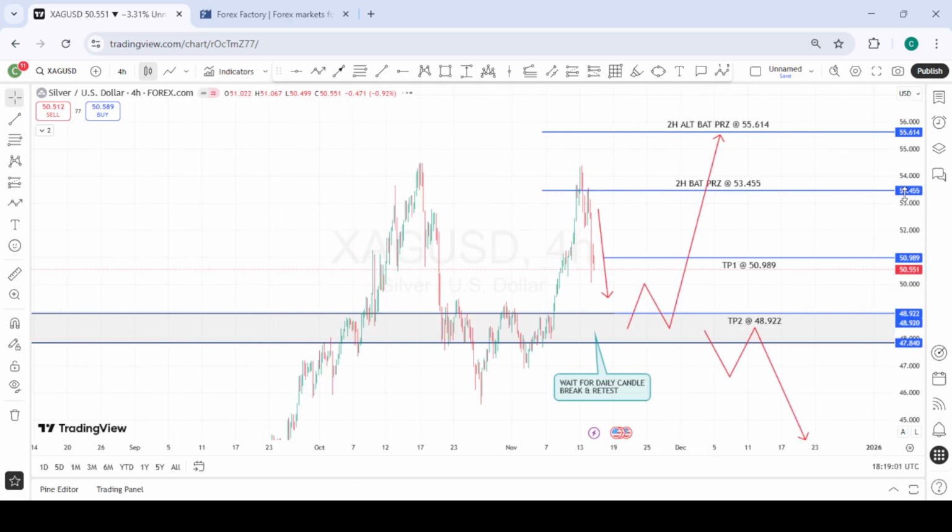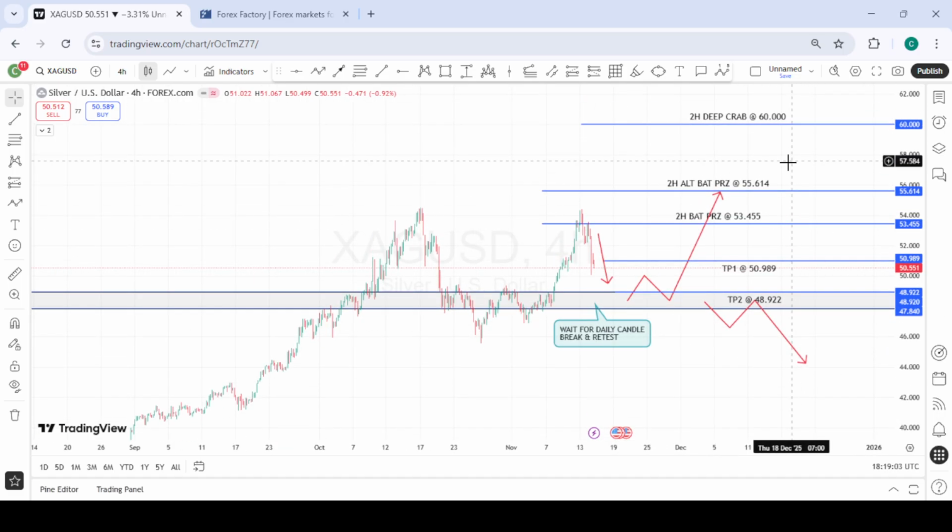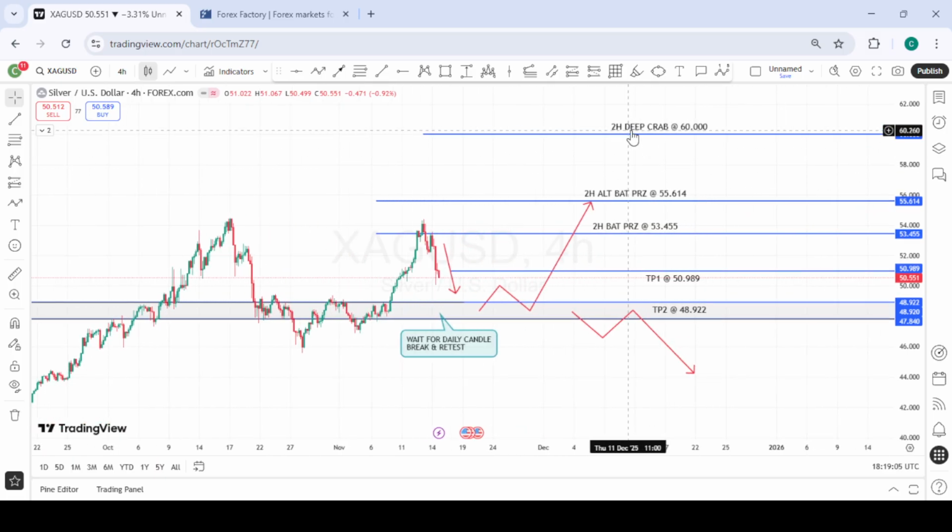But this time around, we're going to have our targets above, which is going to be a possible new all-time high at $60 for silver. And if this happens, then some way somehow silver has a positive correlation with gold. So if you trade gold, be on the lookout for that. We might just come here, react from this zone and continue to the upside to create a new all-time high.